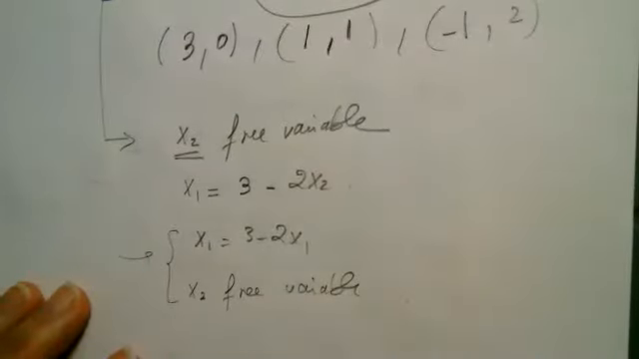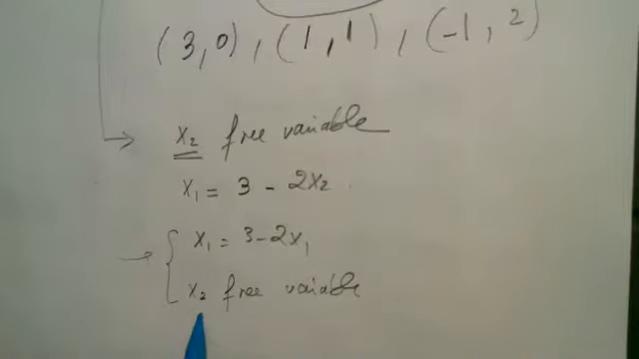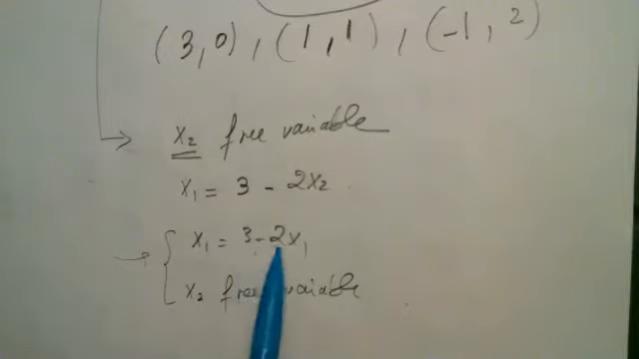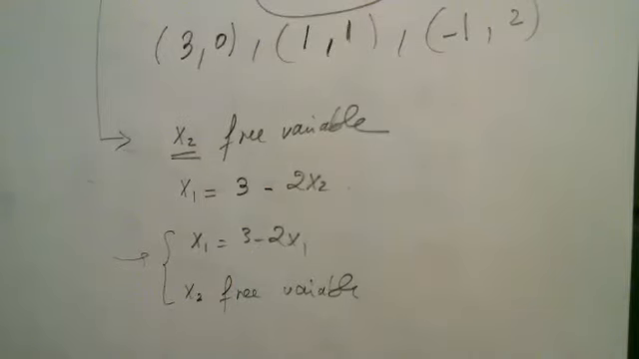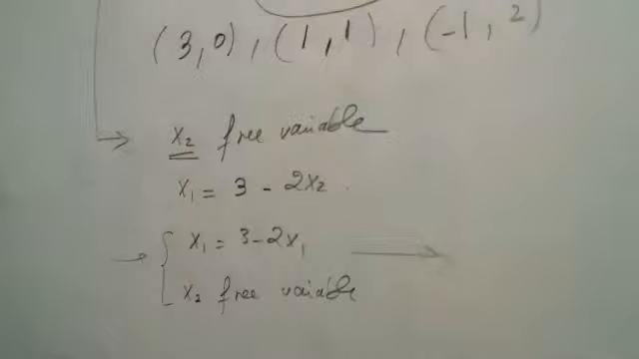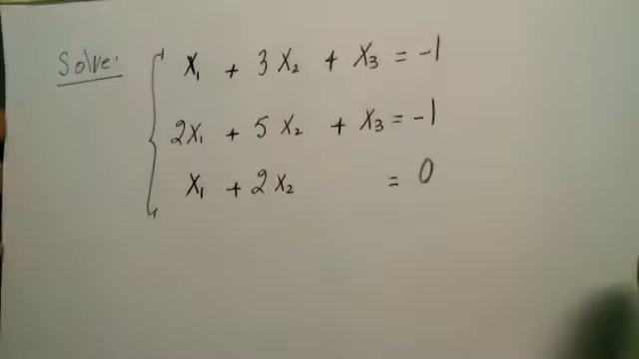What's the benefit of writing it like this? By writing it like this, I can give you as many solutions as I want. I can give you x2 is 0, x1 is 3. x2 is 1, I already solved for it, x1 is 3 minus 2. x2 is 15, x1 is 3 minus 30. I can give you a lot of solutions. Right. This will basically prepare us for the following system. Now, my question is, let us solve the following system.